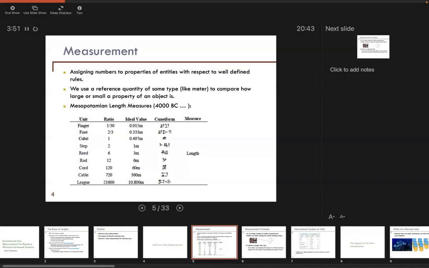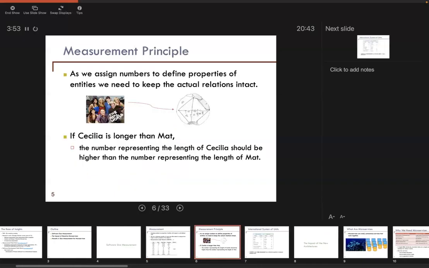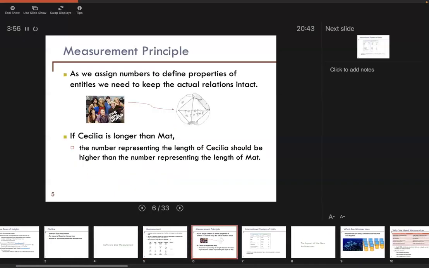So it's nothing new. And then we usually would like to apply a very simple measurement principle. As we assign numbers to define properties of entities, we need to keep actual relationships intact. This is one of the principles of measurement theory, which is very simple. So if Cecilia is longer than Matt, then the number representing the length of Cecilia should be higher than the number representing the length of Matt. This is a basic measurement principle.